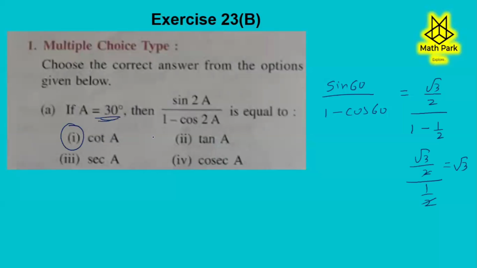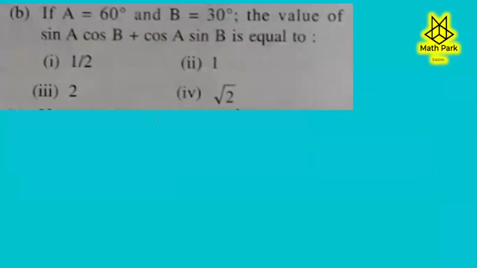Got it? The B part of 23B: if A is equal to 60 and B is equal to 30, the value of sin A cos B plus cos A sin B is equal to what? So A is 60, so sin 60. B is 30, so cos of 30, plus cos A means cos of 60, sin B, so sin of 30.